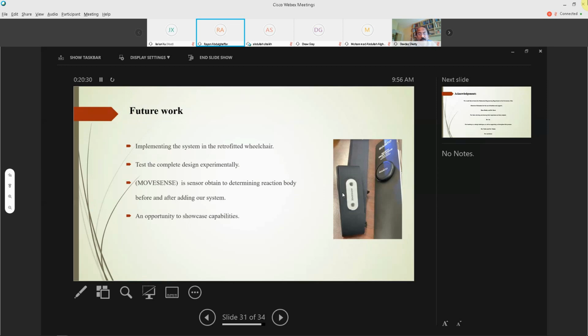For the future work, as we said in the beginning, we couldn't complete the physical part, so our future work is completing the physical part and implementing our system into the retrofitted wheelchair. Second, to test the design experimentally. And third, use a movement sensor to determine the reaction before and after adding our system. It's an opportunity to show the case's capabilities.